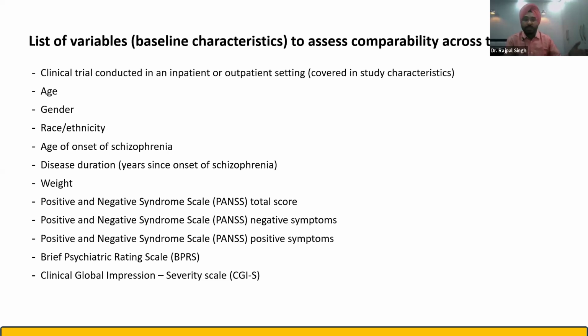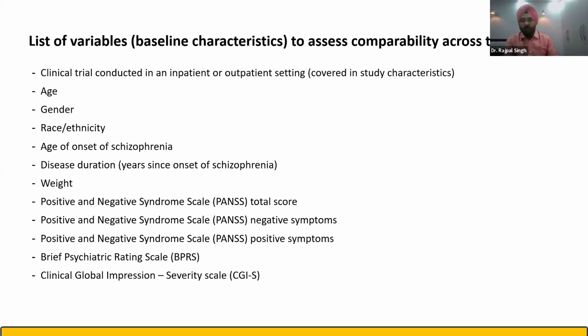Because if a patient pool has an average mean patient weight of 20, that cannot be compared with the average mean weight of 80 kgs in another study. Then we check for disease specific measures, like here we have the PANSS score: the total score, negative symptoms, positive symptoms, the Brief Psychiatric Rating Scale, and then the Clinical Global Impression. These vary with the disease areas, and they come from the baseline characteristics of each trial.